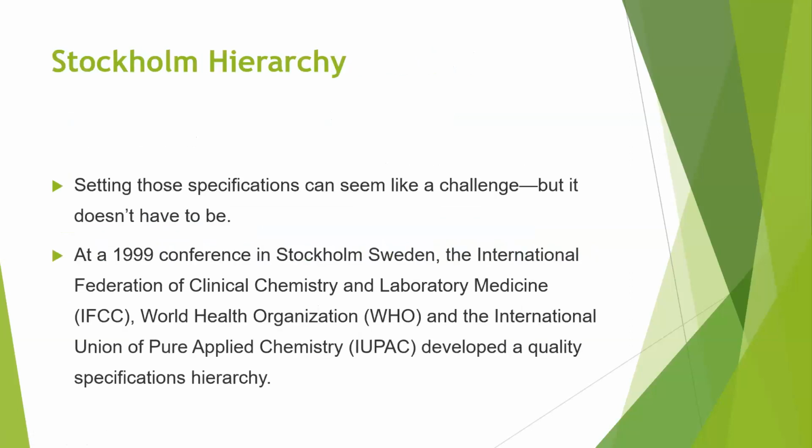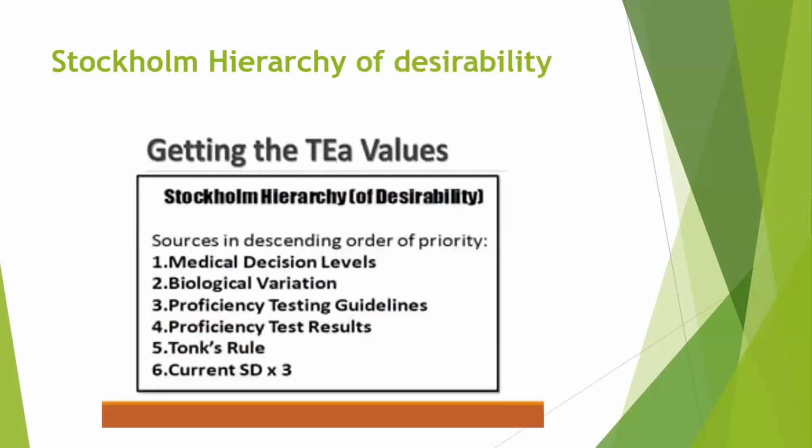It seems like a challenge to set these goals, but it's not such a big challenge. There is something called the Stockholm hierarchy. In 1999, at a conference in Stockholm, Sweden, the IFCC, the International Federation of Clinical Chemistry and Laboratory Medicine, the WHO, the World Health Organization, and the International Union of Pure and Applied Chemistry, IUPAC, got together and developed a hierarchy for quality specification. Hierarchy means there is a step-by-step process for quality specifications. This, in summary, is the Stockholm hierarchy of desirability.